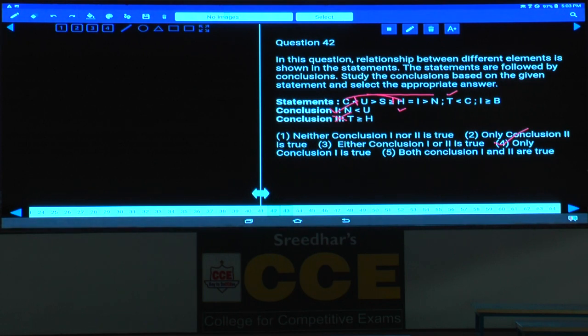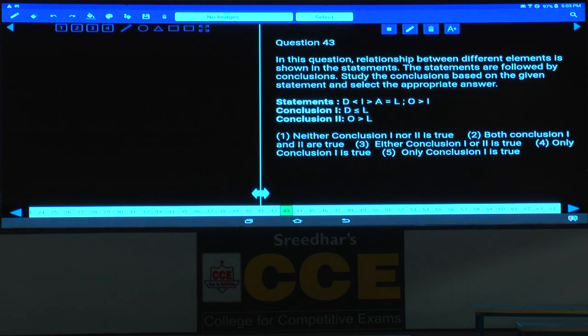Then question number 43. Now the relation between D and L. Between D and L there is one lesser than and one greater than, two opposite symbols, no relation between these two. Then coming to the second one, the relation between O and L. L is here, O is here. What is the element which is common here? I is common. O greater than I and I greater than L. Now between O and L, O greater than L, definitely true. Only 2 follows.